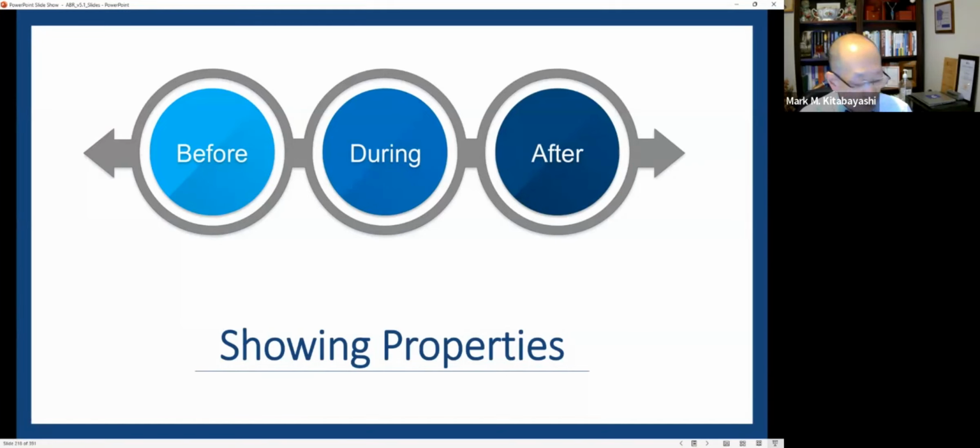So, showing properties. Let's talk about before, during, and after. Before we get there, any questions so far? Comments? Or anything you'd like to share? Everybody's okay? Okay. All right, we'll move forward.